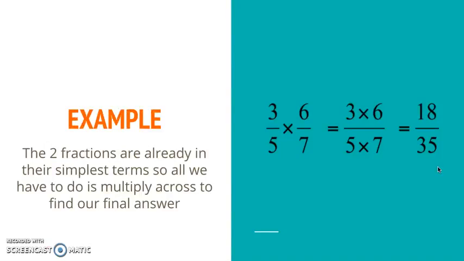Alright, so here's an example, and as you can see, these two fractions that we're multiplying together are already in our simplest form, so we're just going to multiply across. So 3 times 6 equals 18, and then 5 times 7 equals 35, and this final answer right here is simplified as well.